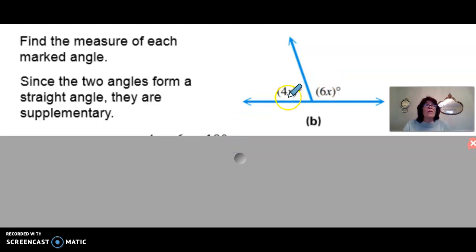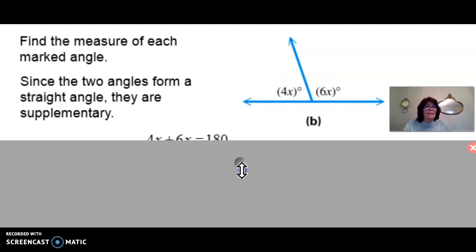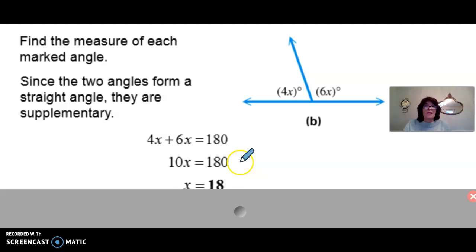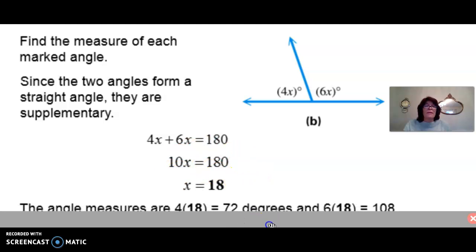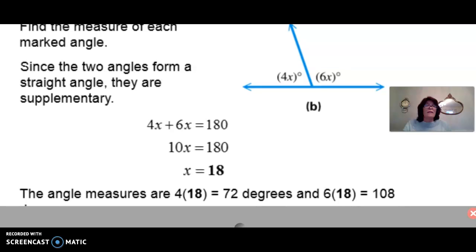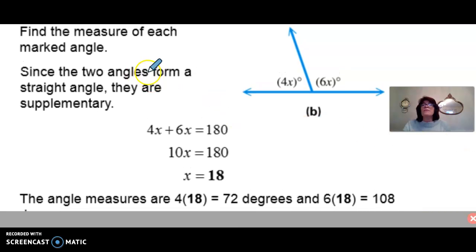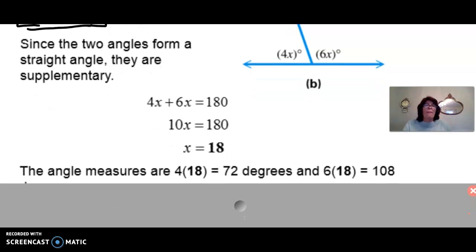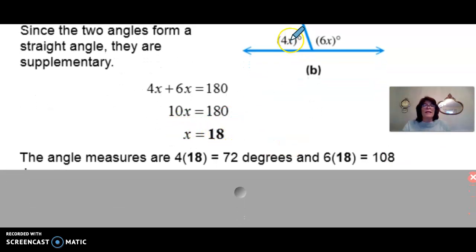Here, 6x plus 4x add up to 180. So we have 4x plus 6x equals 180, 10x equals 180. Divide by 10, you get 18. Now you can't stop there, because it depends what the question's asking. It says find the measure of each marked angle. So you're going to have to go back and substitute 18 in for x. 4 times 18 is 72 degrees. 6 times 18 is 108 degrees. So this one is 72 degrees, and this is 108 degrees.